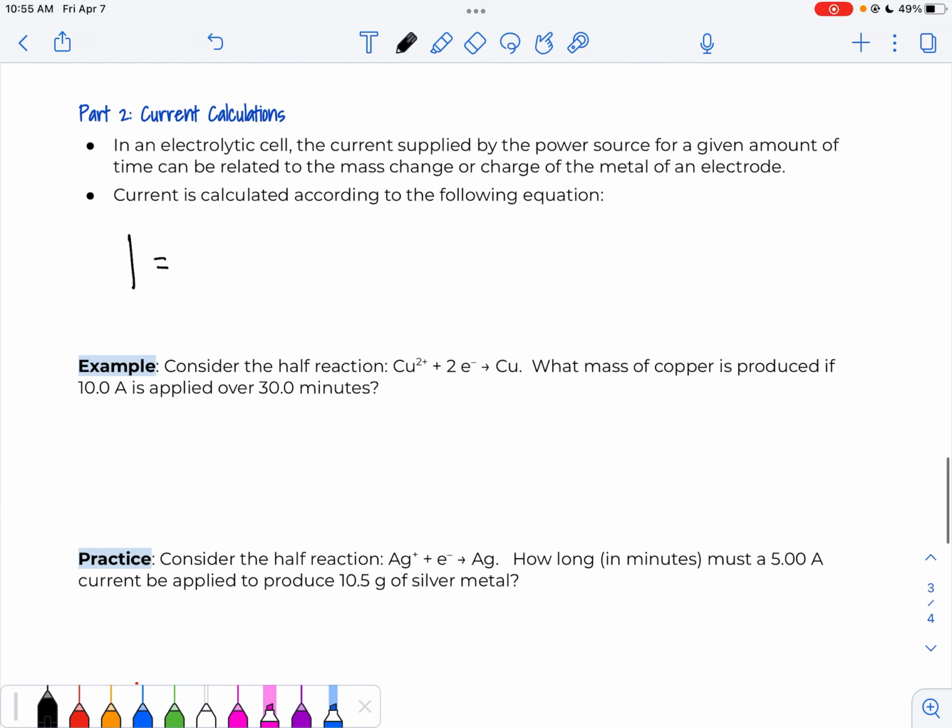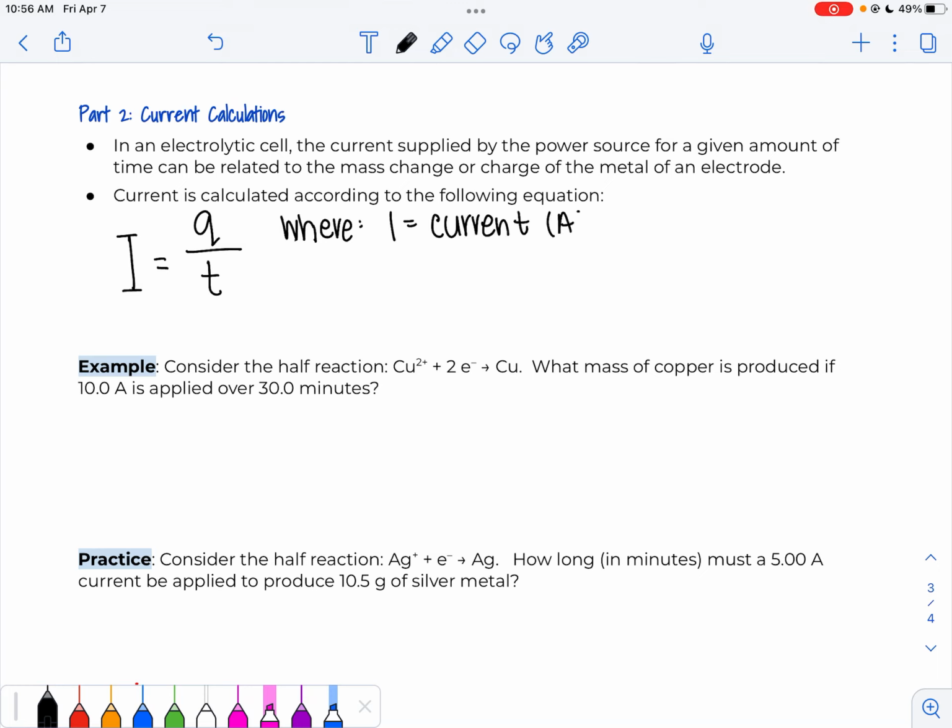I is equal to Q over T. So this is capital I, lowercase q, lowercase t. So let's define what each of these variables means. Hopefully you're able to recognize two of these for sure. So I is equal to your current.